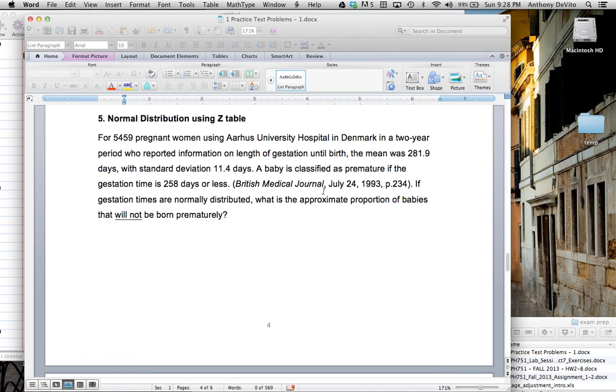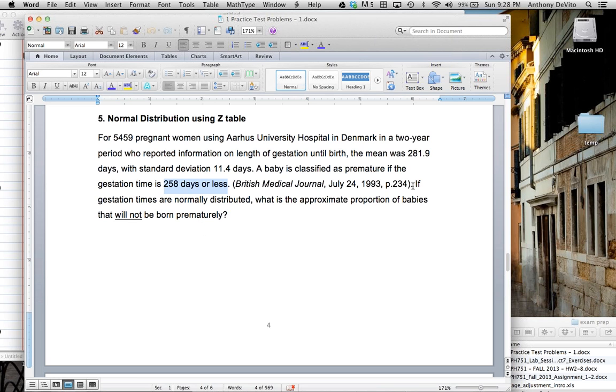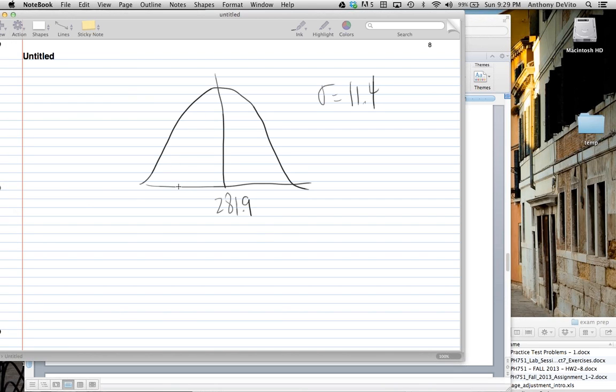If the gestational times are normally distributed, what is the approximate proportion of babies that will not be born prematurely? We're defining premature as 258 days or less. So given that these are normally distributed, what's the probability that a baby will be born at less than 258 days? 258 days is going to be over here somewhere. So we want to know, what is the area of this portion of the normal distribution? What percentage of the births does that represent?